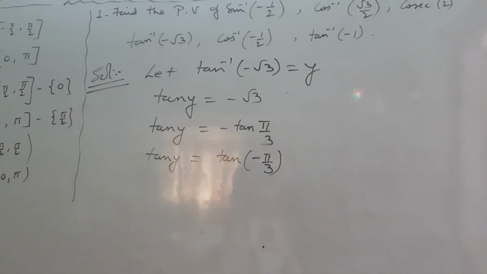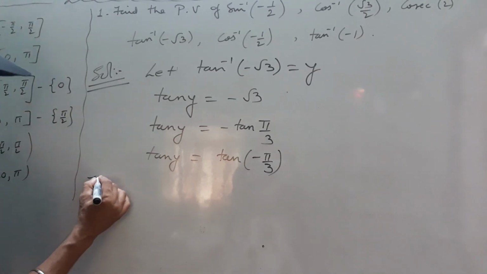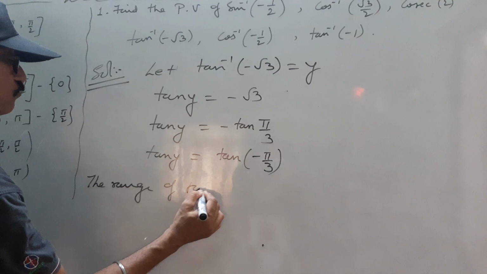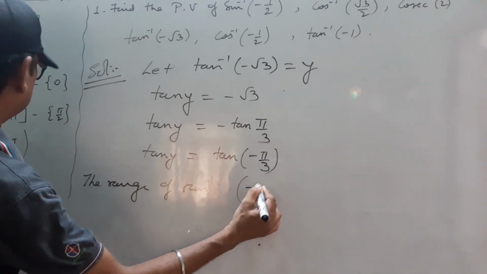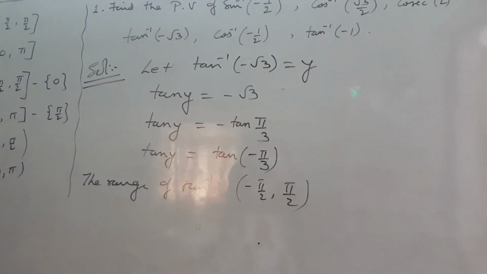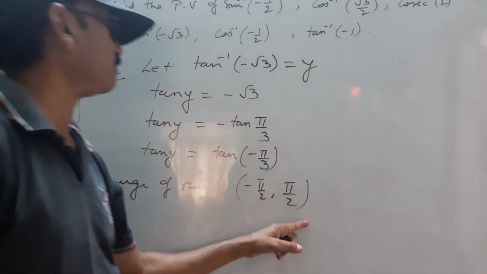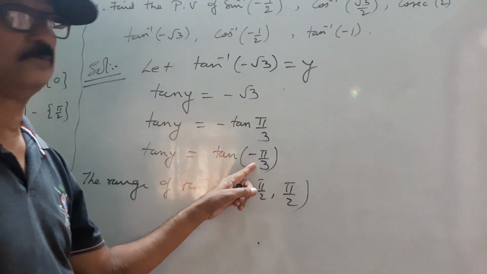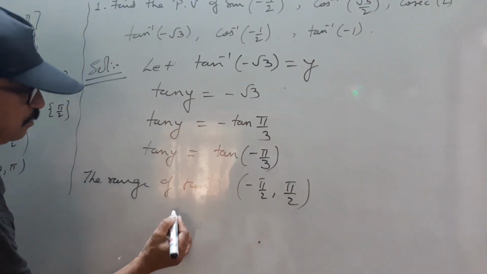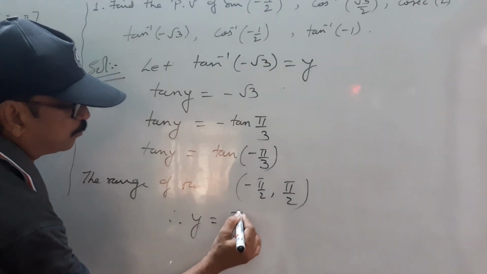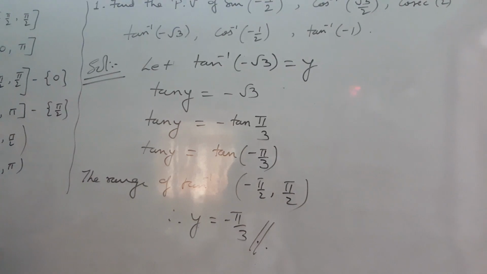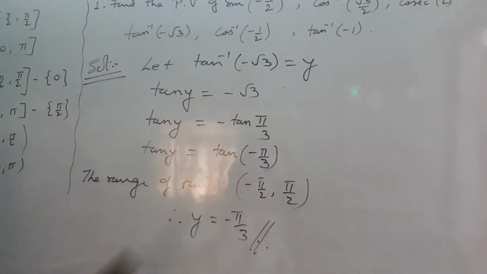Now the range of the tan inverse function for the principal value branch is minus pi by 2 to pi by 2, it means minus 90 to plus 90, and here it is coming as minus 60 degrees. So it comes in this range, therefore the principal value branch y will be minus pi by 3. Now let's go to the next question.